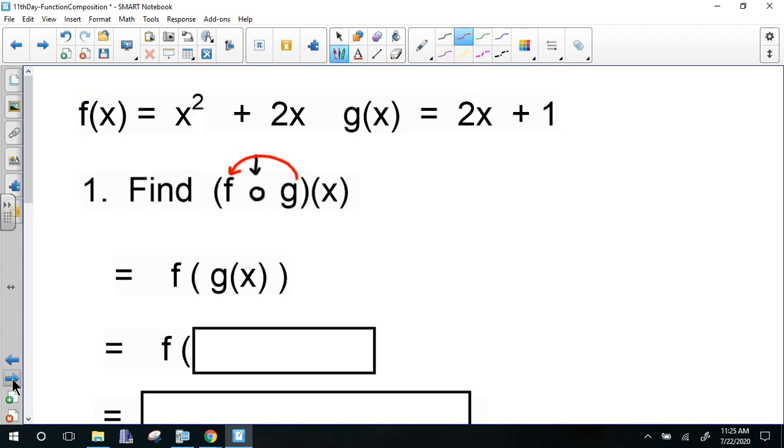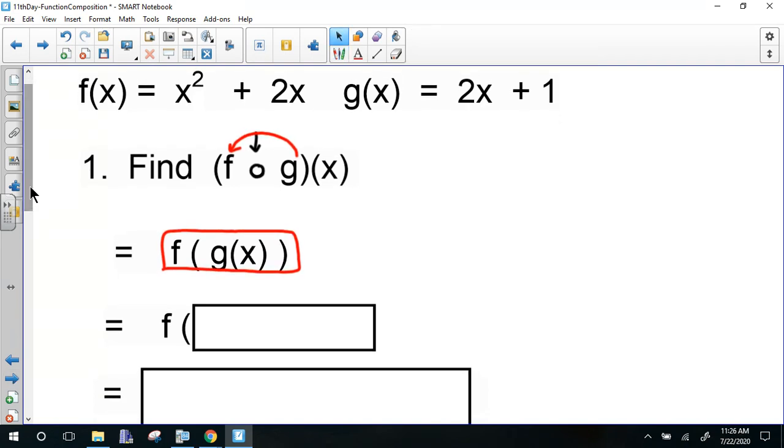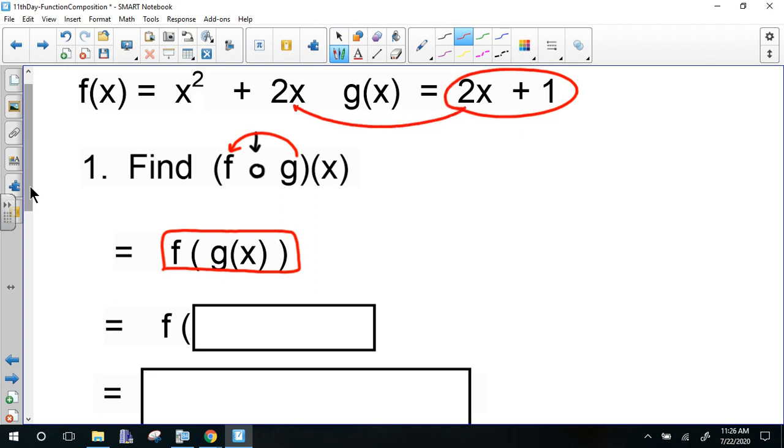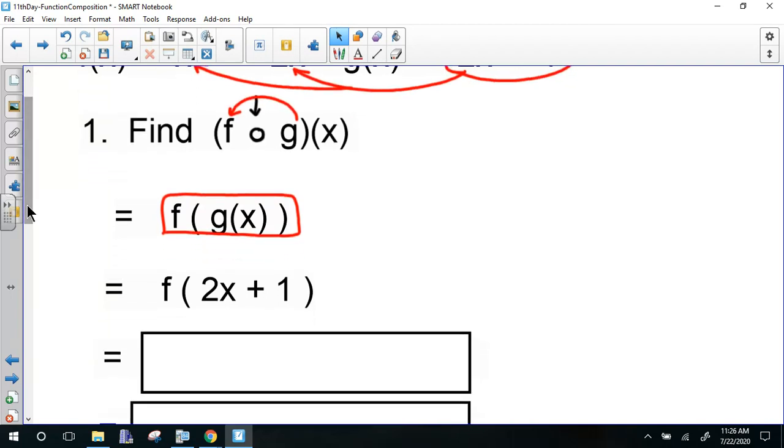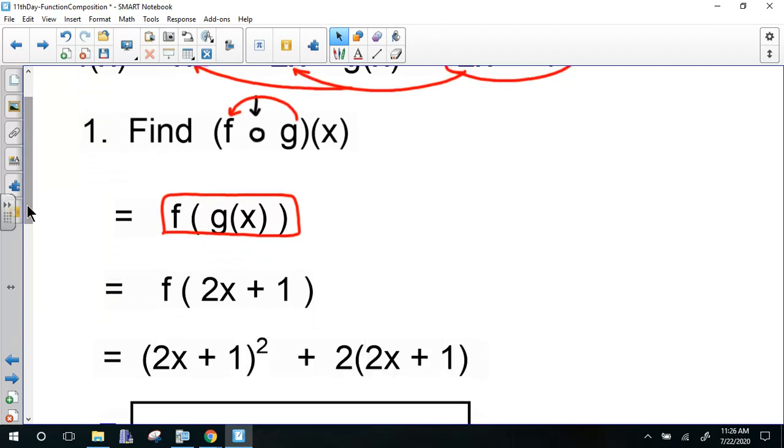So here's another way to write it. Wherever I see an x in the f function, I'm going to plug in 2x plus 1. So I'm going to take 2x plus 1 and plug it here, and plug it here. That's f of g of x. I take 2x plus 1, plug it in for this x, and it's squared. 2x plus 1, plug it in for this x, 2 times that.